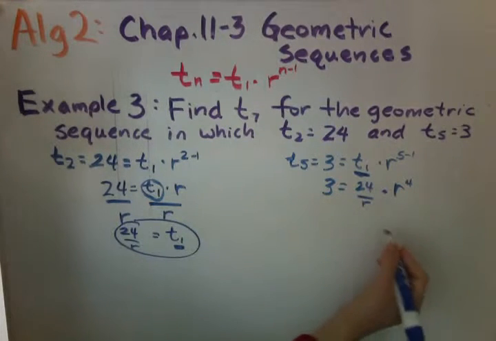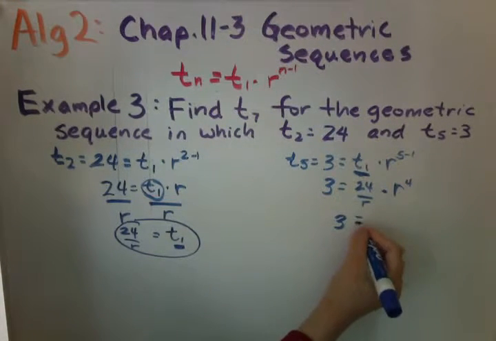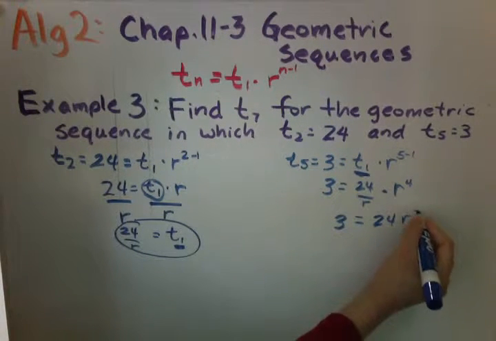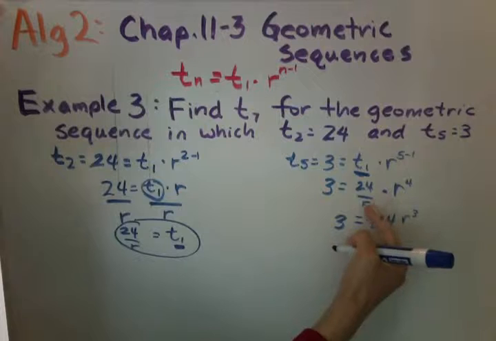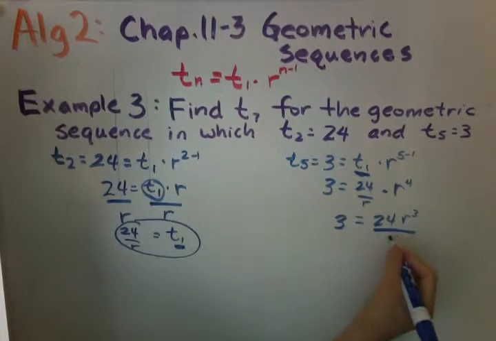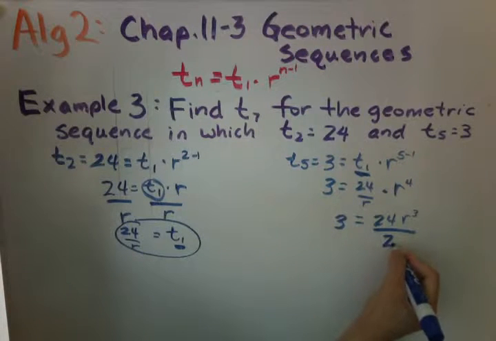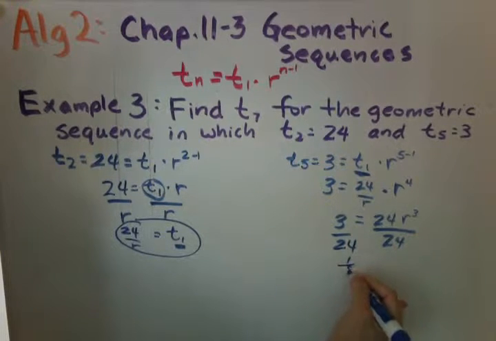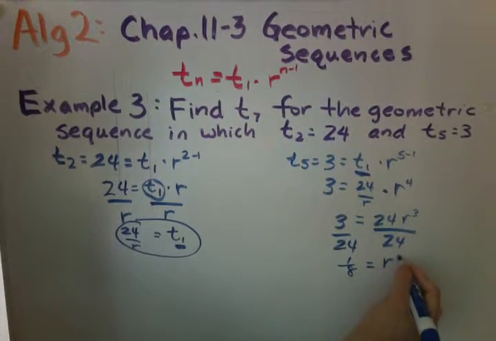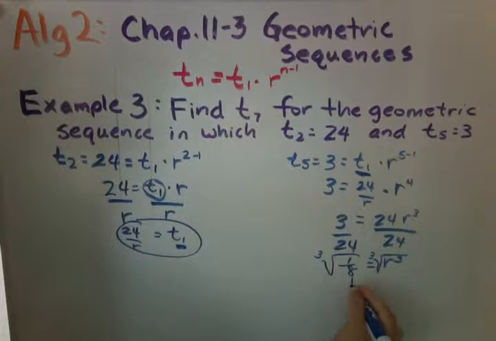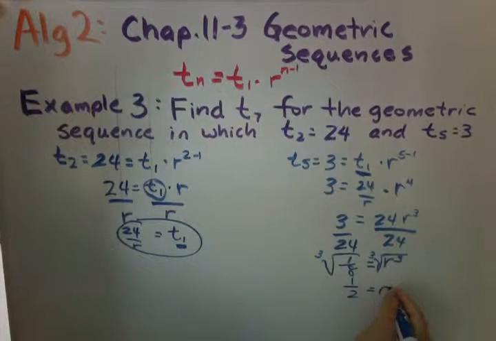r is to the 4th power. Using some basic algebra, we have 24 now times r to the 3rd power, because this gets canceled out, so there's only 3 r's on top. The goal is to find the common ratio, so divide both sides by 24. We get 1/8, which is r cubed. Now we're going to cube root both sides, and we will end up with half equals r.